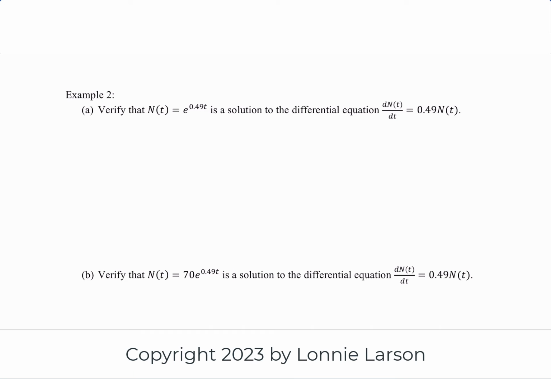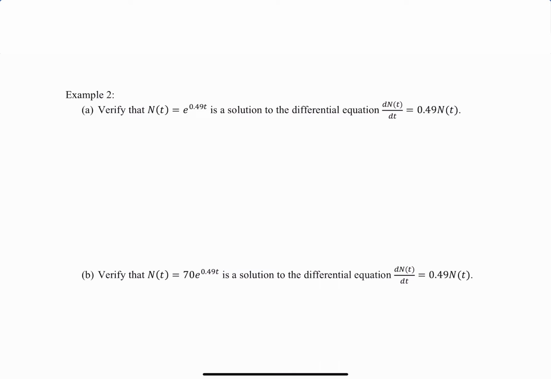Although we haven't learned yet how to solve differential equations, in other words, how to find that unknown function, if someone says to us, hey, I've found the solution, we do have a way of checking to see if they're right. That's what example 2 here is about. First, let's verify that the function n of t equals e to the 0.49t is a solution to the differential equation dn of t dt equals 0.49 times n of t.